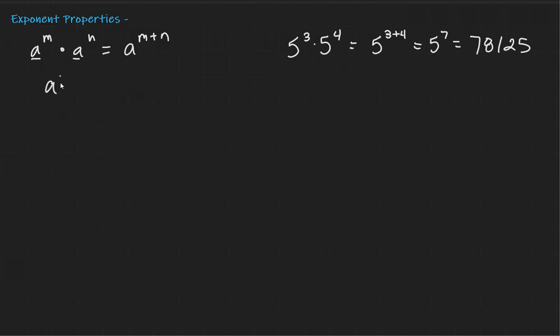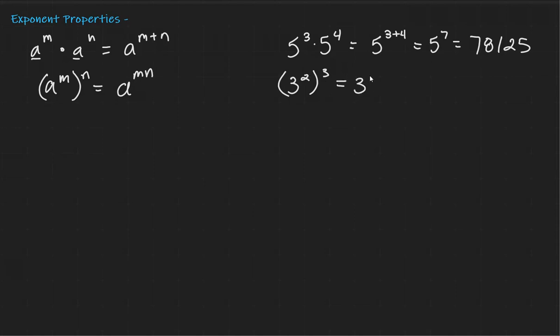Okay, next one. We have a to the m, to the power of n. So we're taking a thing raised to a power and raising it again to another power. What happens when we do that is we get a to the m times n power. All right, so let's try 3 squared to the third power.